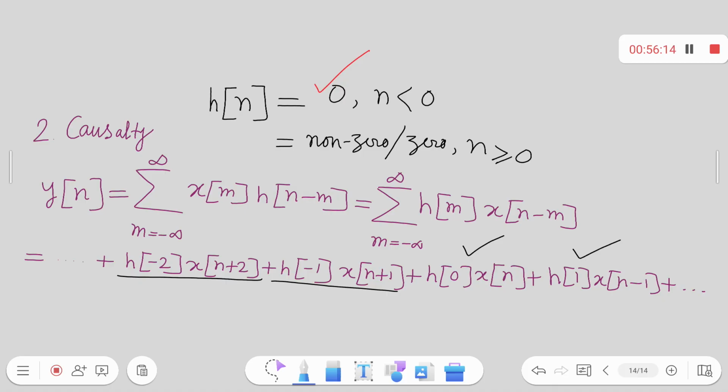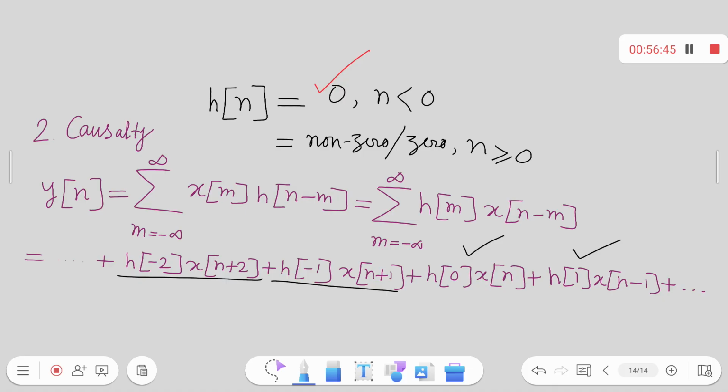Then only you can say that the impulse response is causal. And if the impulse response is causal, then the system is also. What does it mean? h of n is equal to 0 for n less than 0. That means the impulse response is basically a sequence, and that's a causal sequence. So for a causal LTI system, the impulse response is also a causal sequence.